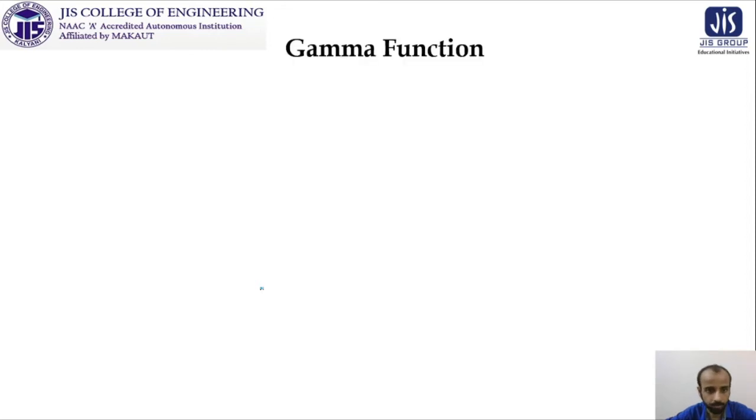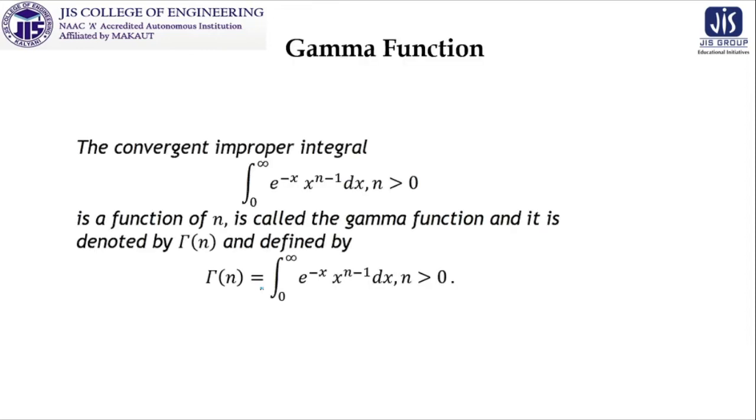So let us proceed. We have the definition of gamma function, as in the last class also. We are considering the improper integral from 0 to infinity of e to the power minus x, x to the power n minus 1 dx, where n is greater than 0. This is very important. This is a function of n, and this is called the gamma function, denoted by gamma n, and it is defined by gamma n equals the integral from 0 to infinity of e to the power minus x, x to the power n minus 1 dx, where n is greater than 0.